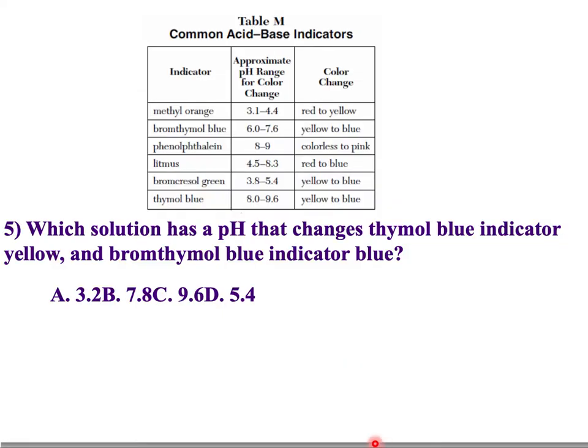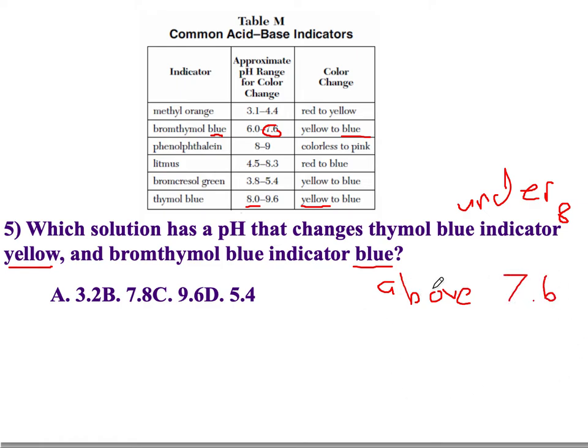Which solution has a pH that changes thymol blue indicator yellow and bromothymol blue indicator blue? So it gets a little confusing, so stick with me. Let's check out this first indicator first, thymol blue. It's saying that thymol blue is going to turn yellow. Well, thymol blue is going to be yellow anywhere under 8. Bromothymol blue wants to be blue. So bromothymol blue is going to be blue above 7.6. So in reality, we're looking for something that's going to be above 7.6 and under 8.0.